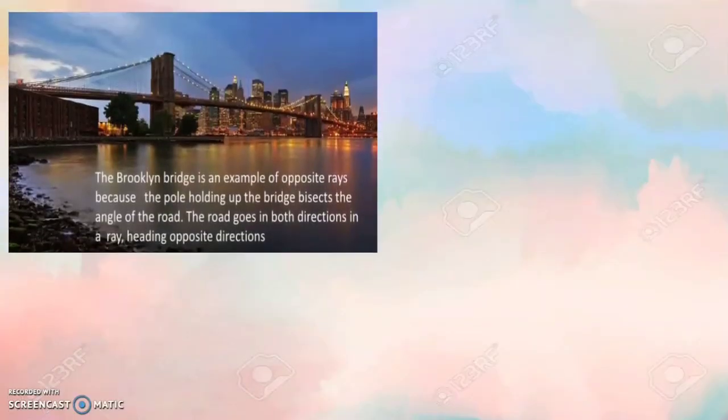In the second part, we can see an image of Brooklyn Bridge, where the pole holds the bridge, and from that pole the road goes in both directions in a straight line which leads to opposite direction. Let's say if we have ray BA and ray BC. The common point in these two rays is point B.